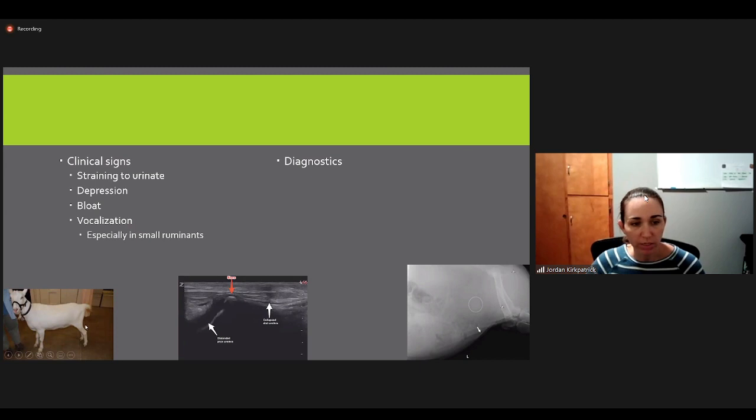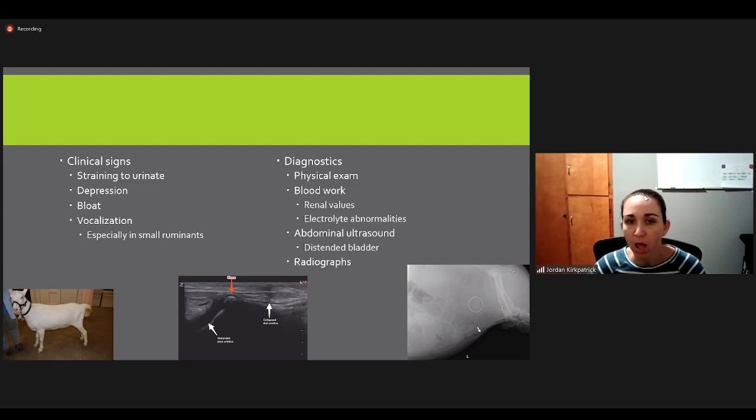The way this goat is standing, his hind legs are out behind him and his front legs are a little forward in what we call a parked out stance. And they may stand like this to try and urinate and then nothing's coming out and they're straining and vocalizing.